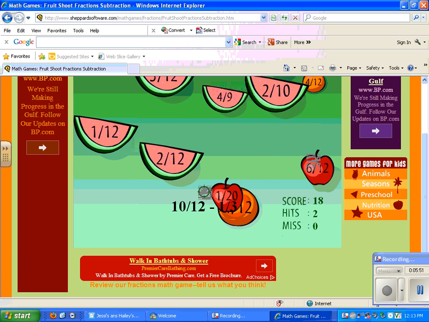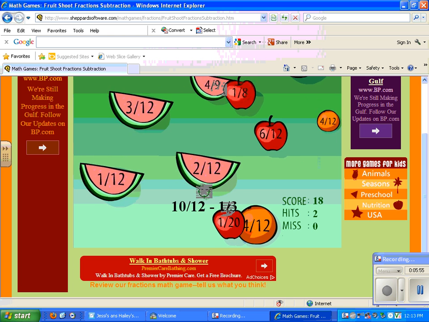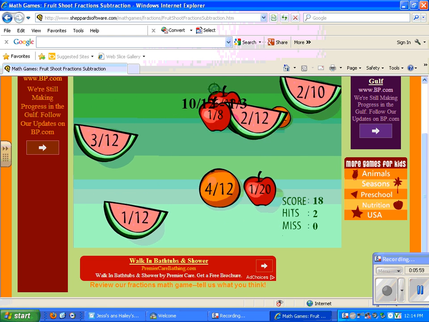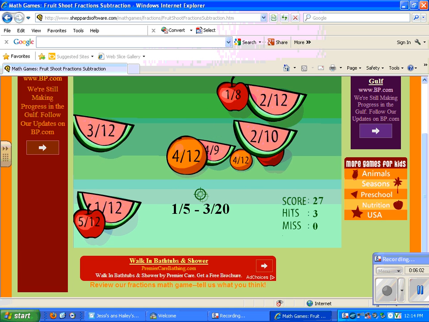Okay. So 10/12 minus 1/3. You're going to times 1/3 by 4. It equals 10/12 minus 4/12. And that equals 6/12. We're getting the hang of it.